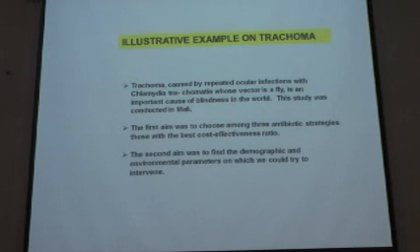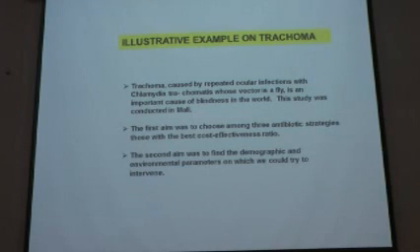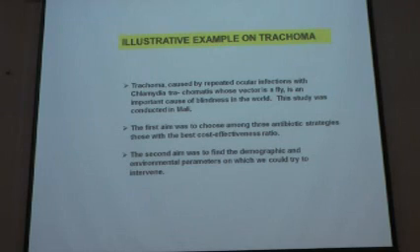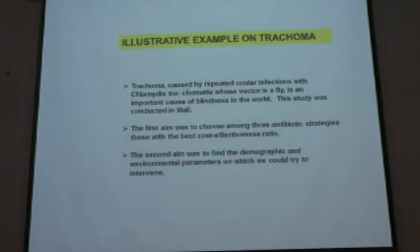So I want to finish with a nice example that we have done not far away last year, and it is published in ADAC review, I think. It's about trachoma. Trachoma is an illness which renders children blind, due to flies. Trachoma, caused by repeated ocular infection with the chlamydia trachomatis, whose vector is a fly, is an important cause of blindness in the world.